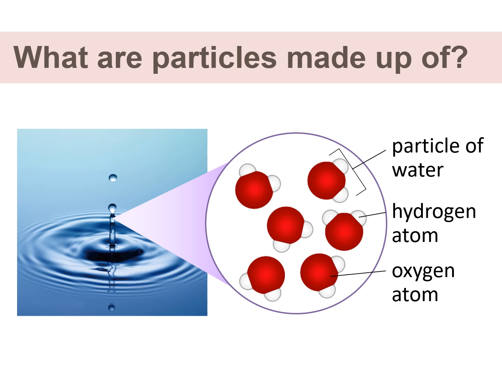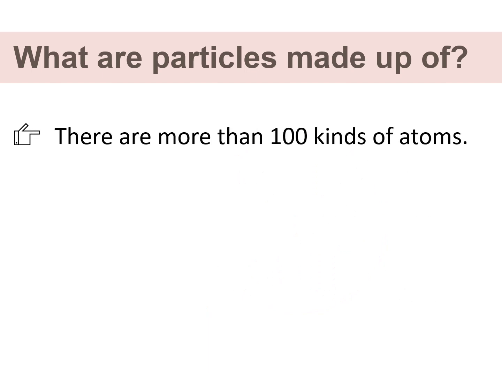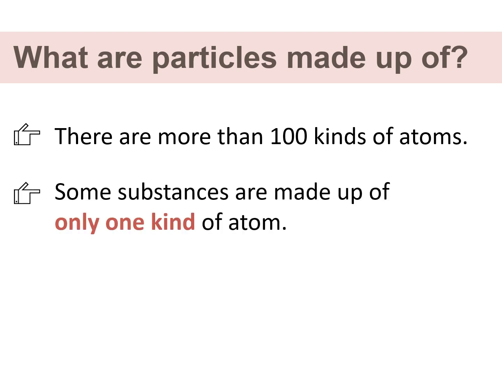The picture shows us the particles of water. In each particle of water, it has two white spheres, they are hydrogen atoms, and one red sphere, it is an oxygen atom. In the world, there are more than 100 kinds of atoms, about 120 kinds of atoms. Some substances are made up of only one kind of atom. That means some are made up of more than one kind.